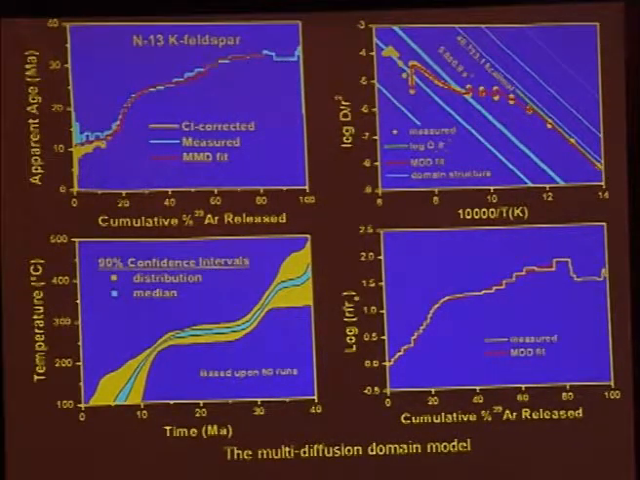At the same time that we're measuring the 40/39 ratio and thus age, we're extracting information from the argon 39 that we know was uniformly distributed.